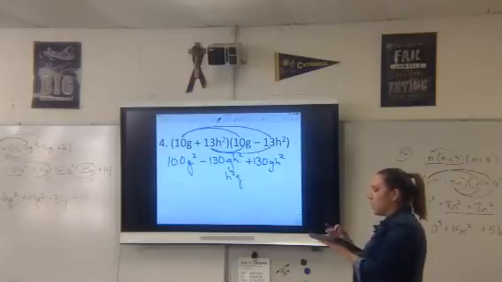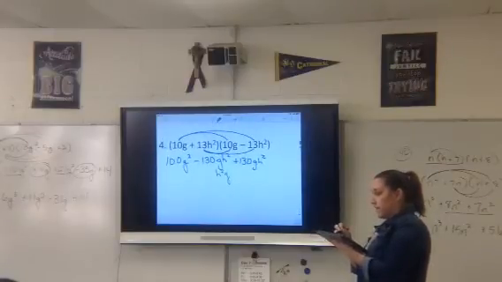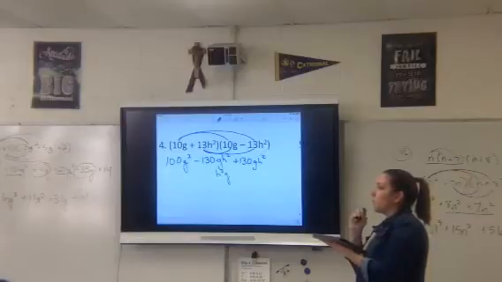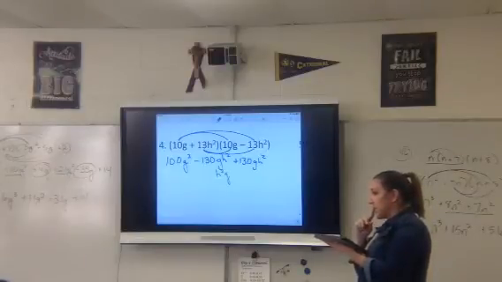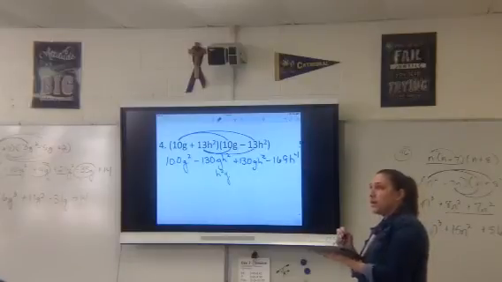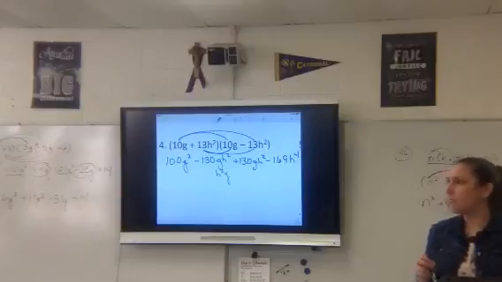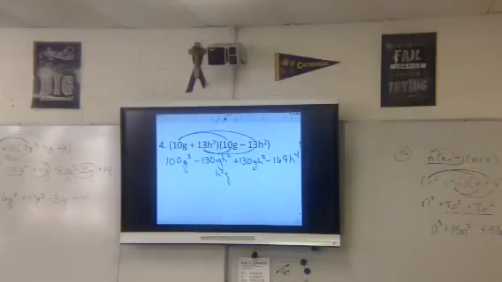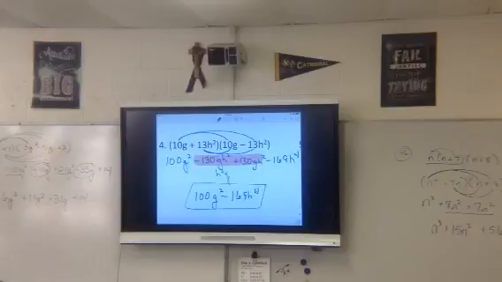13h squared times negative 13h squared. Hannah? 169, okay, so it's going to be positive or negative 169? Negative 169 and how many h's? H to the fourth, there you go. Guys, remember you're multiplying, we're not adding, okay? We're multiplying. So now, in the middle, what happens? Those cancel out, so you're left with 100 g squared minus 169 h to the fourth. Okay? All right, try number 6.